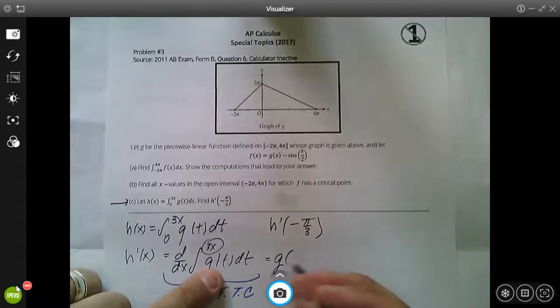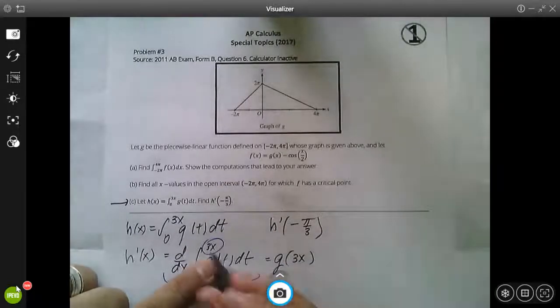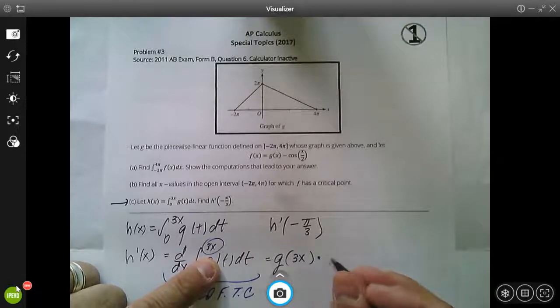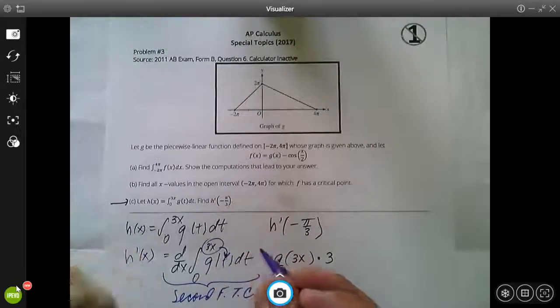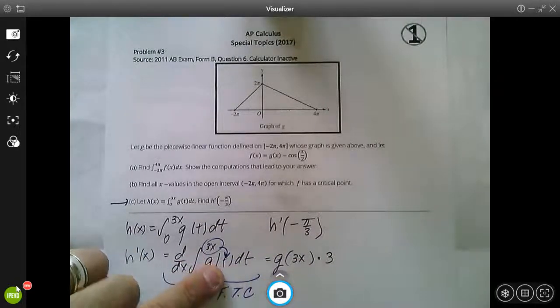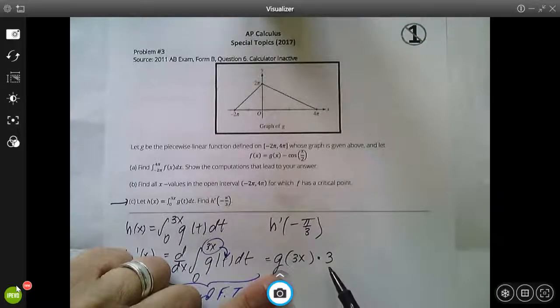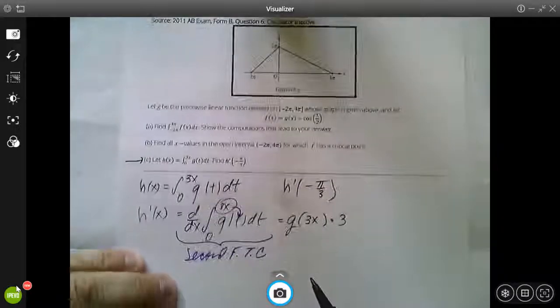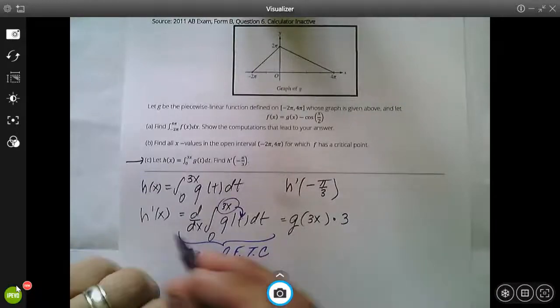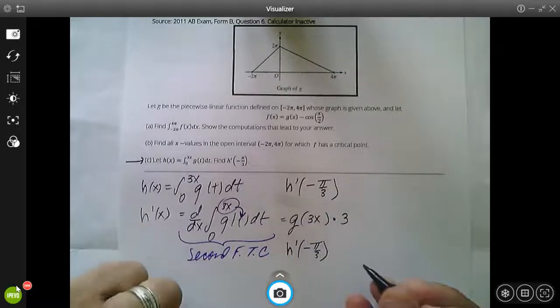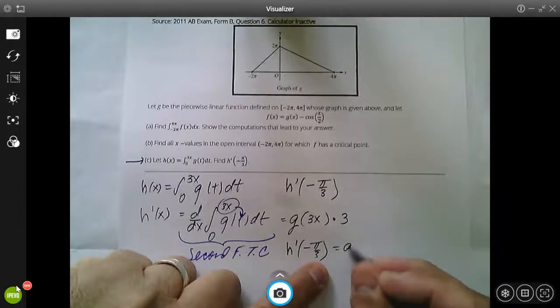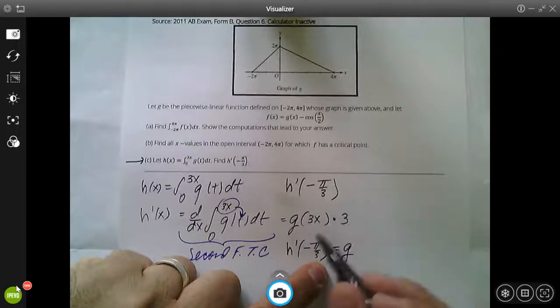It's g evaluated at the new function, 3x, times the derivative of the new function, which is 3. All that you did is you replaced t with 3x, g of 3x times the derivative of 3. Okay, let me scoot that up. That's h prime of x. Well, what's h prime of negative pi over 3?